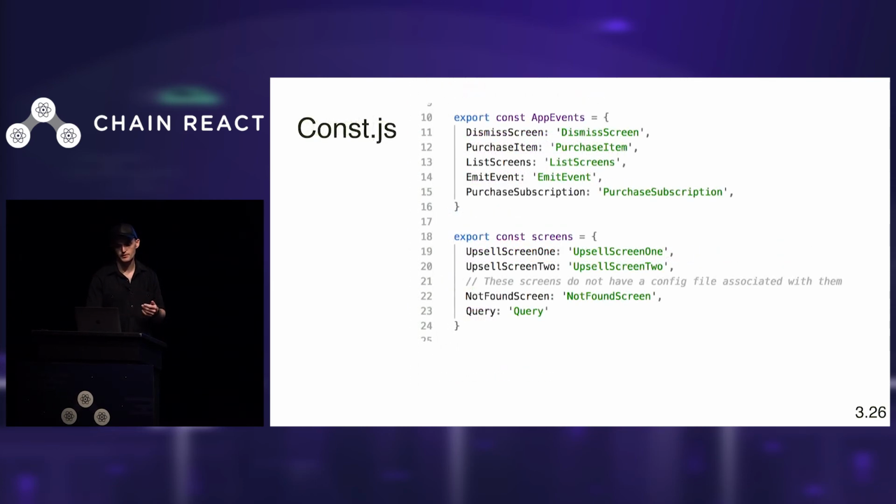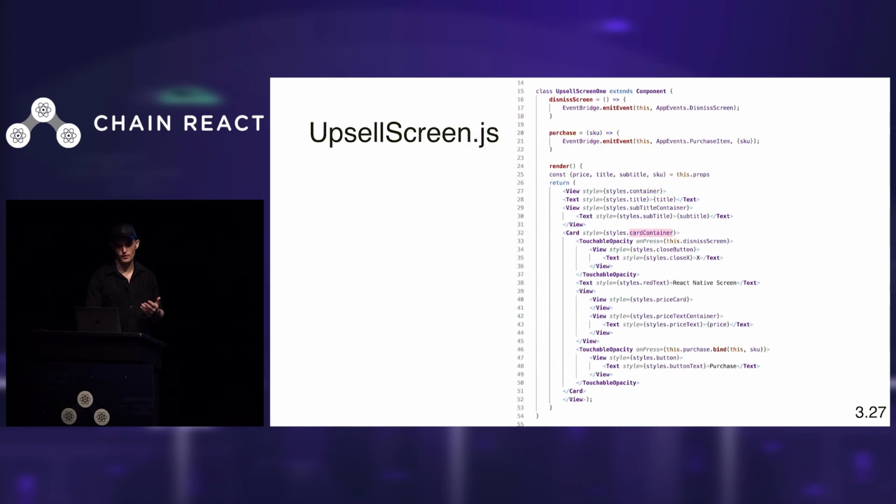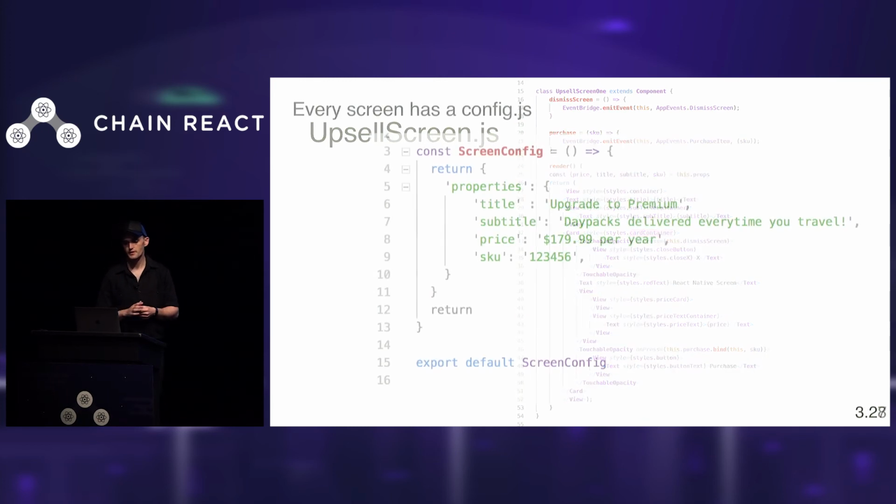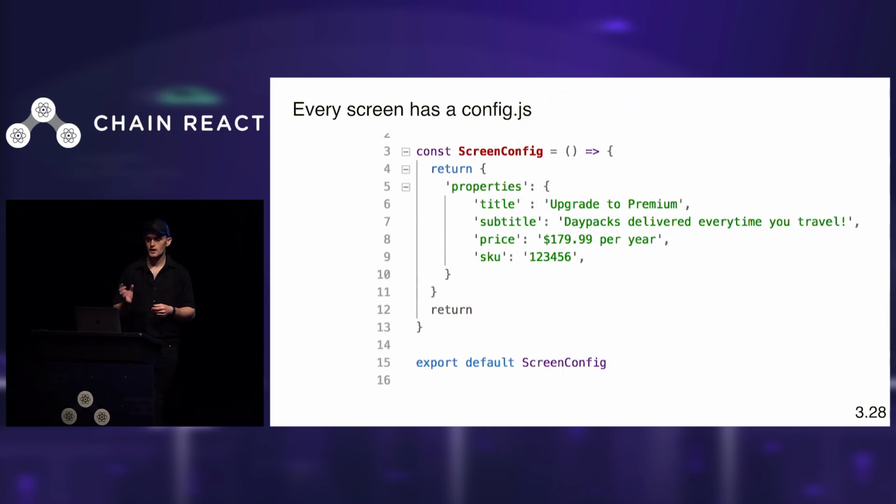Again, this is just the constants that we're using in our React Native application. The upsell screen, I showed you this before, looks kind of like a normal React Native component. It just uses the React Native event bridge to emit events. So what about this configuration screen? Why do I do this? This is the default properties that I want to use to drive the screen that I'm displaying to you.